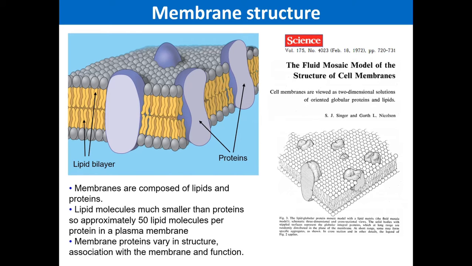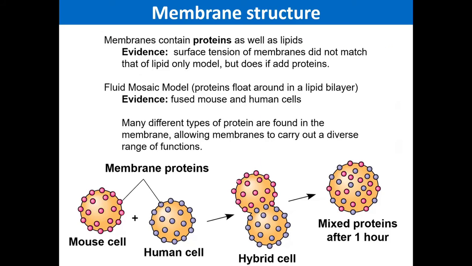The proteins may have different functions. They may be involved in cell-to-cell communication, cell-to-cell joints, cell-to-matrix connection, signal transduction, receptors, and channels, ion channels across the plasma membrane. But the most important thing is that these proteins can move along the bilayer of phospholipids.